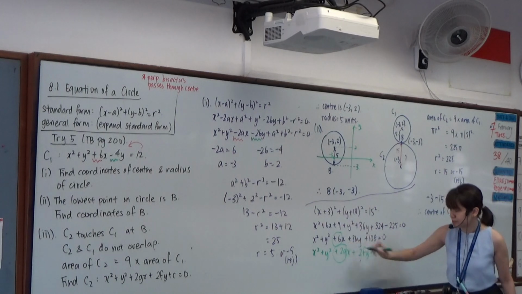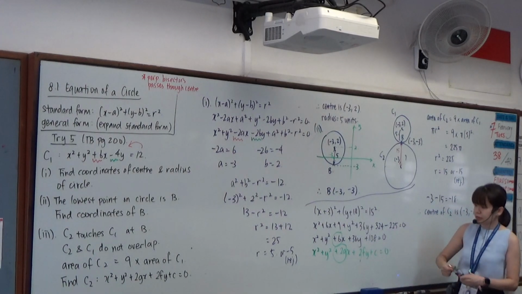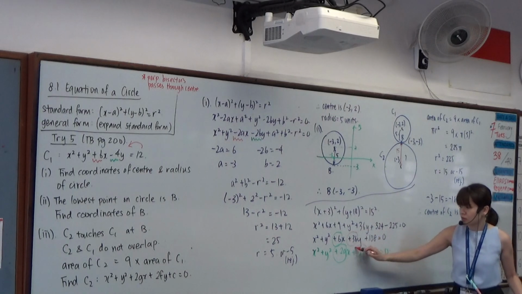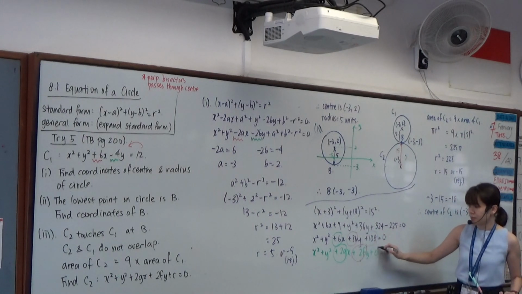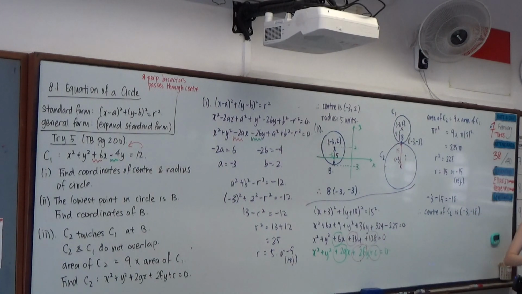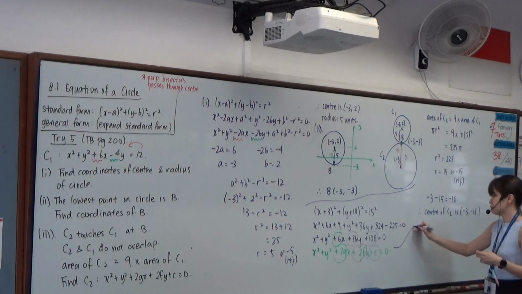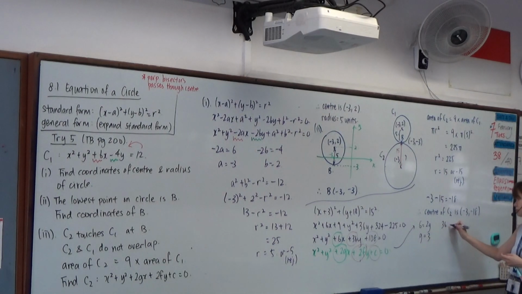6 compared with 2g. Then 36 will be equal to 2f, and plus 108 will be equal to plus c. The question did specify for us to find f, g, and c. So to answer the question completely, we state what f, g, and c are.